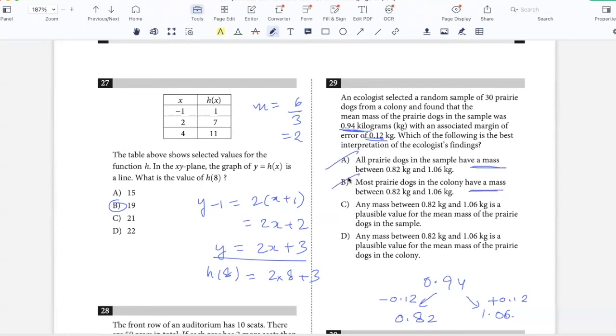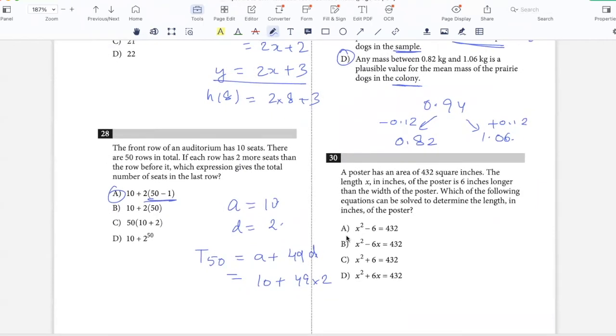Yeah, B is wrong. Any mass between 0.82 and 1.06 is a plausible value for the mean mass of the prairie dogs in the sample. Yeah, this is a good answer. Any mass between this and this is a plausible value for the mean mass of prairie dogs in the colony. Yeah, so colony, obviously, right? Not just the sample, because the whole point of doing the sample is to apply the result to the population. So D is the better answer.